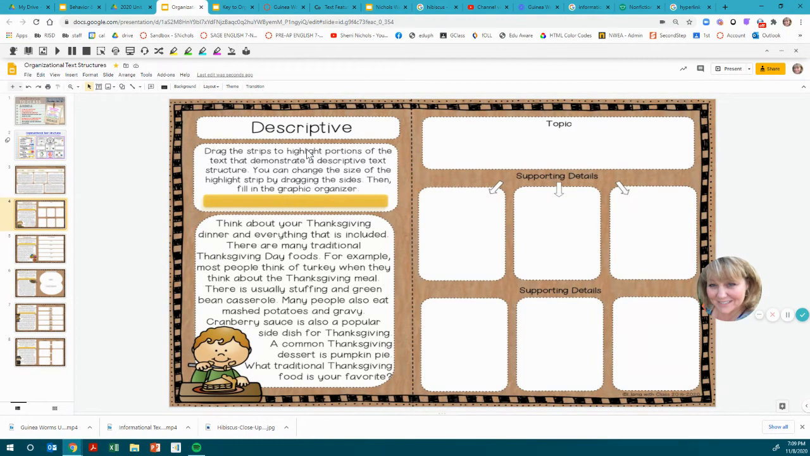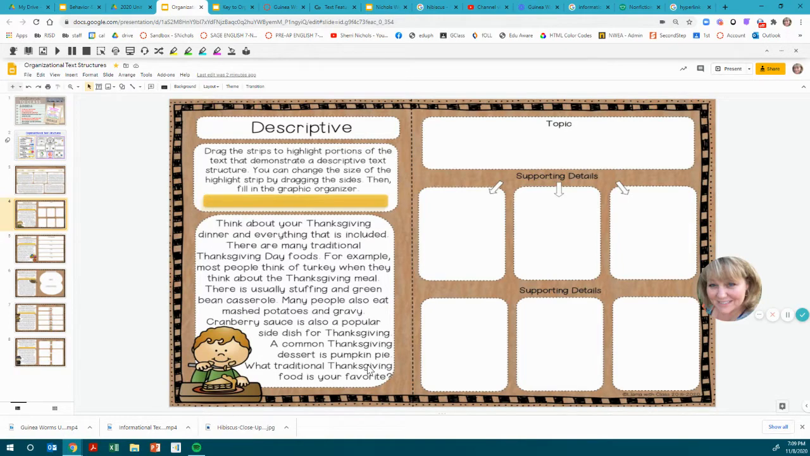So for our descriptive, it says, think about your Thanksgiving dinner and everything that is included. There are many traditional Thanksgiving Day foods. For example, most people think of turkey when they think about the Thanksgiving meal. There's usually stuffing and green bean casserole. Many people also eat mashed potatoes and gravy. Cranberry sauce is also a popular side dish for Thanksgiving. A common Thanksgiving dessert is pumpkin pie. What traditional Thanksgiving food is your favorite?